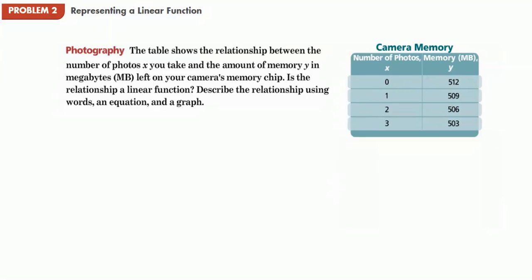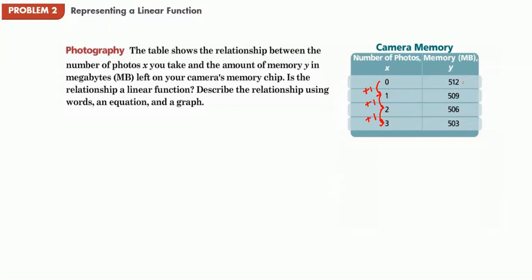So on this problem, it's actually a little bit easier because we have the table already given to us. So the number of photos is our x, which means that x is going to be our independent variable. Memory, which is our y, is going to be our dependent variable. So the first thing we need to do is see what are the changes occurring in the graph. So if I look at the x, the only change that is occurring is every time we take a photo, we're adding one more photo. So the x is increasing by 1.